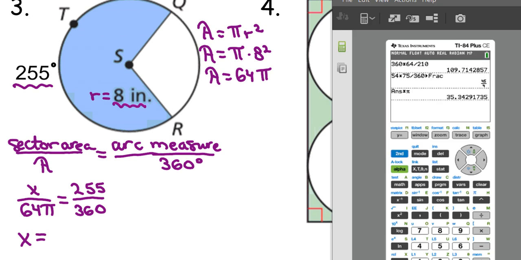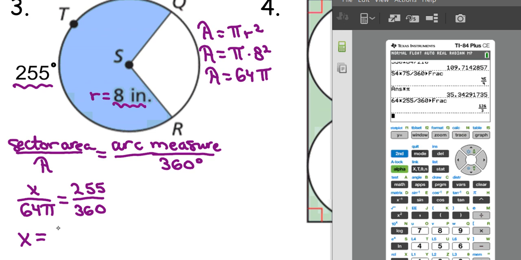Okay, let's come up with an exact value. In order to do that, let's do it on a calculator. I'm going to enter in everything except for the pi. So 64 times 255 divided by 360. And if I hit math, enter, enter, I get 136 over 3, and we'll take pi along with that. 136 pi over 3, and everything there would be measured in square inches.